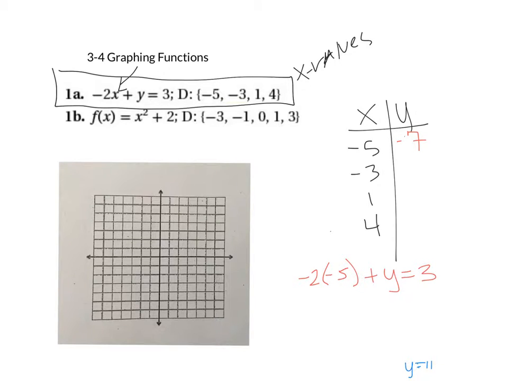Okay, so I'm taking my x value -5, and I plugged it into the x spot of the equation right here. So I plugged my -5 in where the x was, and I calculate. I get +10 plus y equals 3, and now I have to isolate that y, so I subtract 10 from both sides, and I got y equals -7. And so we write that up next to the -5, and that's going to be my first ordered pair on my graph.